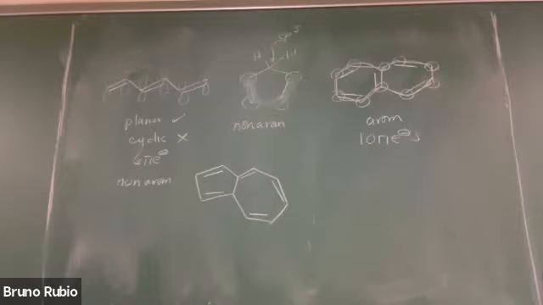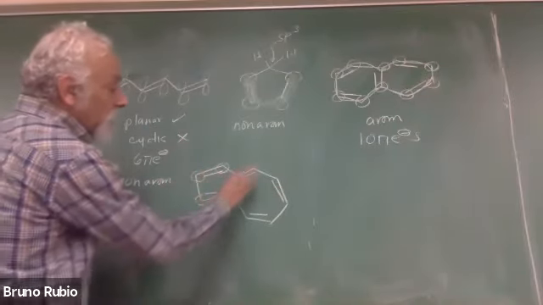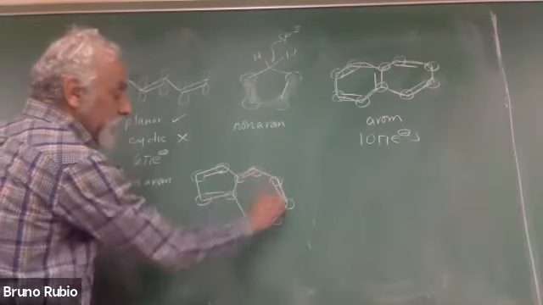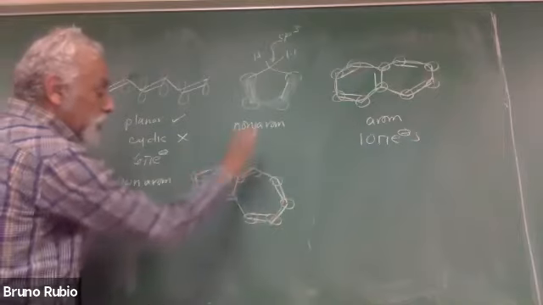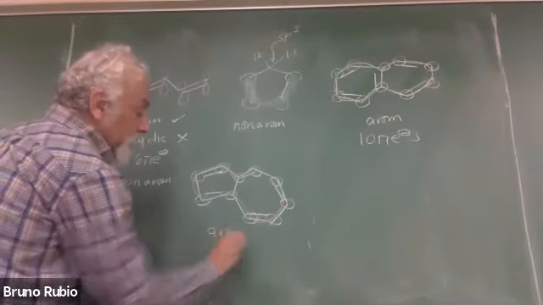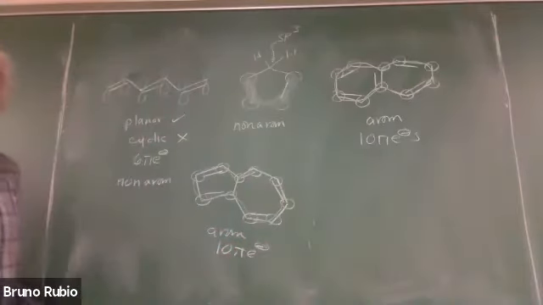Oh, that's another 10 pi electron aromatic system. 1, 2, 3, 4, 5, 6, 7, 8, 9, 10. Is it planar? Yep. Is it a closed loop? Yep. So this is an aromatic 10 pi electron system.